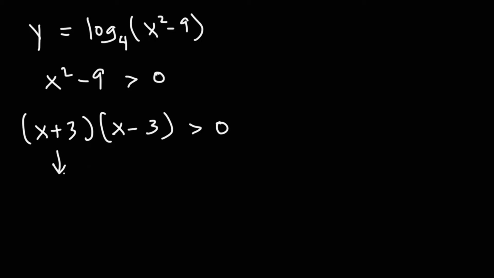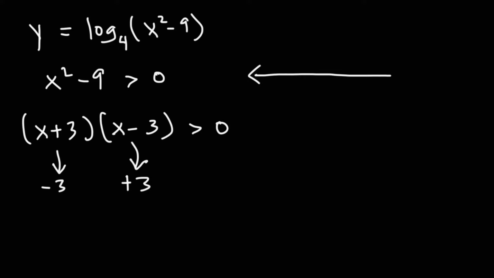The factor x plus 3 is equal to 0 at negative 3. X minus 3 is equal to 0 when x is positive 3. So these two numbers must be excluded from the domain, because when you plug them in, they will give you a 0 in the original expression. 3 squared minus 9 will be 0, regardless if you plug in 3 or negative 3. When you square it, they will both be positive.